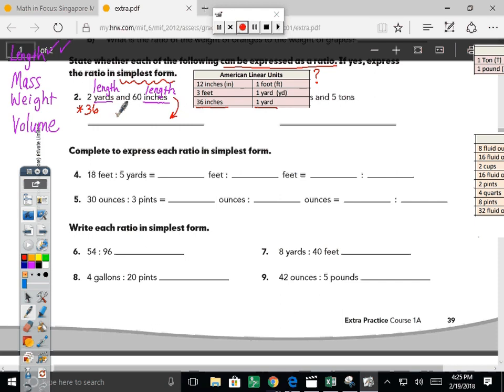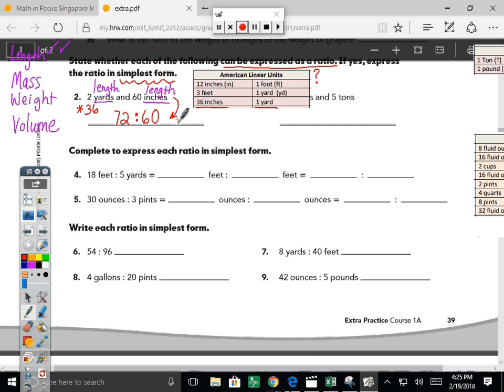36 times 2 gets me, let's think here, 30 and 30 is 60, and 6 and 6 is 12 more. Sounds like I'm going to get 72. And the 60 gets to stay the same. It is okay to write this as a ratio because we're able to make them both inches. And once those units match, we no longer have to label them inches and inches.